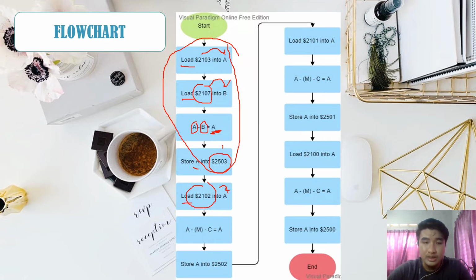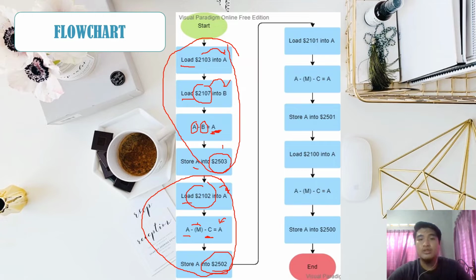As you can see here, with SBCA, A will be subtracted with the memory that has been declared in the system, and also subtracted with the carry value of the previous operation, and then the answer will be stored in accumulator A. Next we use STAA again, to store the value of A, which is the answer of the operation, into the memory location. The memory location chosen is 2502. This is the second subtraction operation.